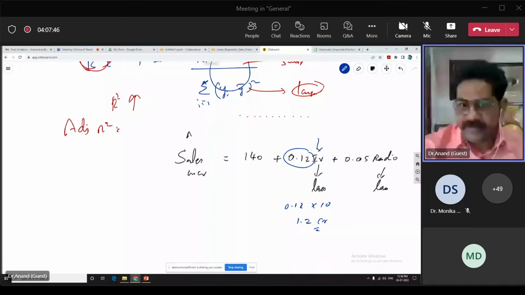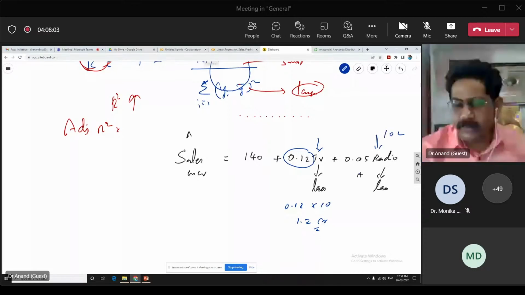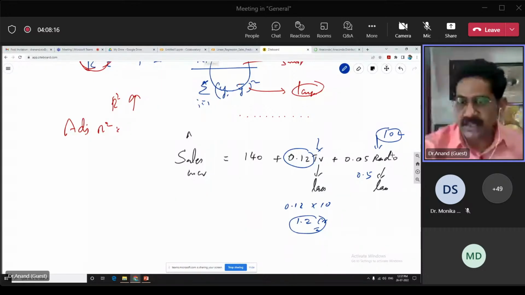So what is the pattern of increase? Every 10 lakh investment on the TV advertisement, my sales figure increases by 1.2 crore. For the same 10 lakh investment on the radio, it is only 0.5 crore. That means 50 lakhs. Whereas the 10 lakh investment on the TV gives me the return 1.2 crore, the 10 lakh investment on the radio will give me the return of only 50 lakhs. This explainability is called the inference. You can infer the equation.